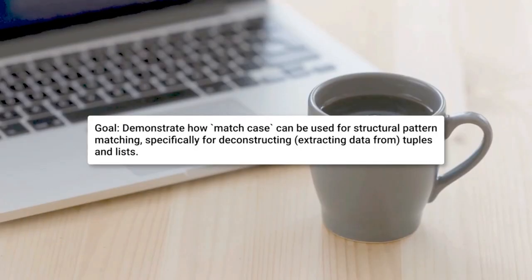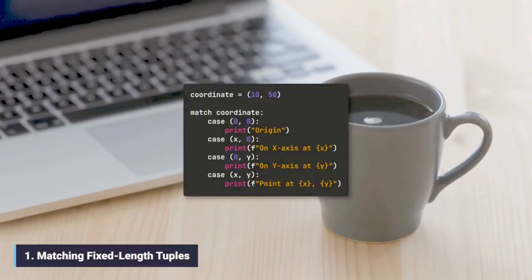1. Matching fixed-length tuples. The match case statement can match both the length and the content of a tuple. In this coordinate example, we check specific fixed values like 0 and use variable names like x and y to capture the corresponding values if the structure matches. This provides an elegant way to handle structured data.